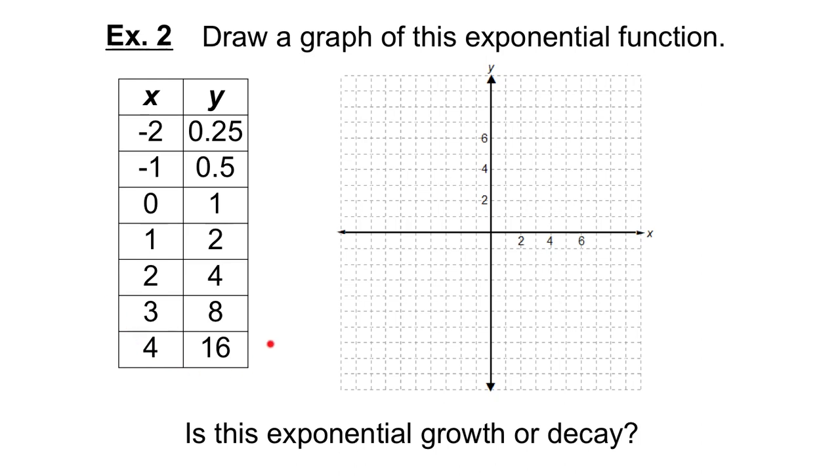If you have a table of values, how do you turn that into a graph? Well, you just take each ordered pair of x, y values in your table and turn that into coordinates of a point, and then you're just plotting those points on the graph. So -2, 0.25 would be here. -1, 0.5 would be here. 0, 1 is here. 1, 2, 2, 4, 3, 8, and 4, 16 would be somewhere up here. Doesn't fit on the grid.